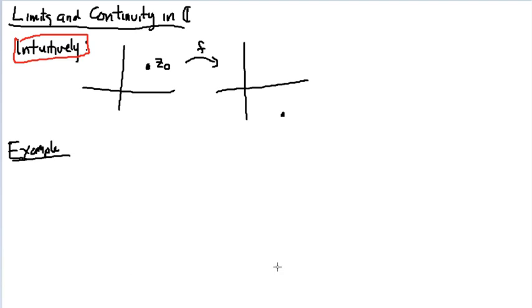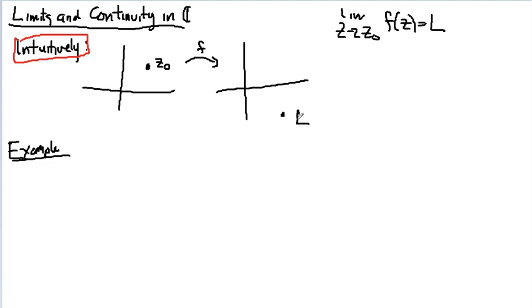We're going to talk about limits and continuity in the complex plane. I encourage you to look at the definitions of limit and continuity as we go along here. But intuitively, what happens is, if you've got this point z naught, we're going to look at the limit as z approaches z naught of f of z is equal to, how about some point L. Maybe L's down here.